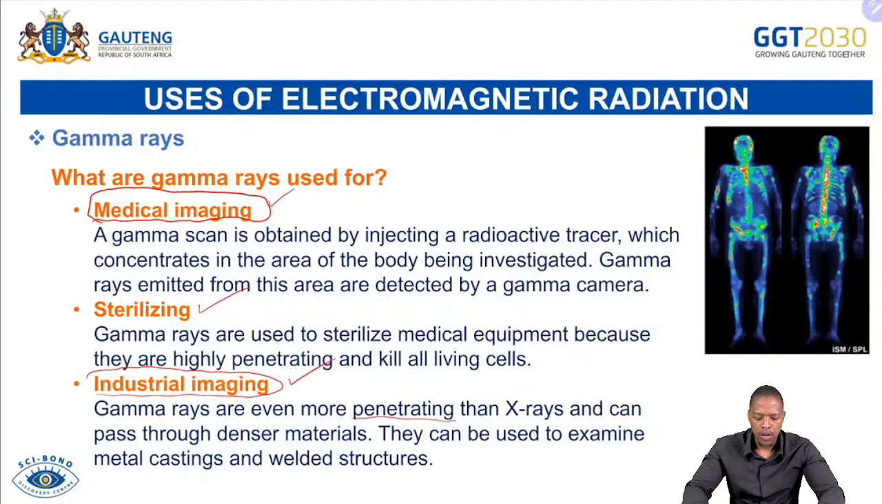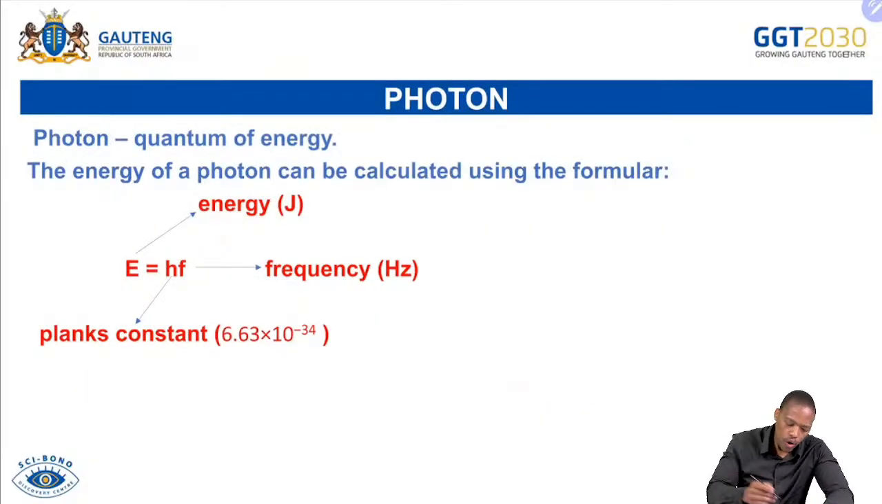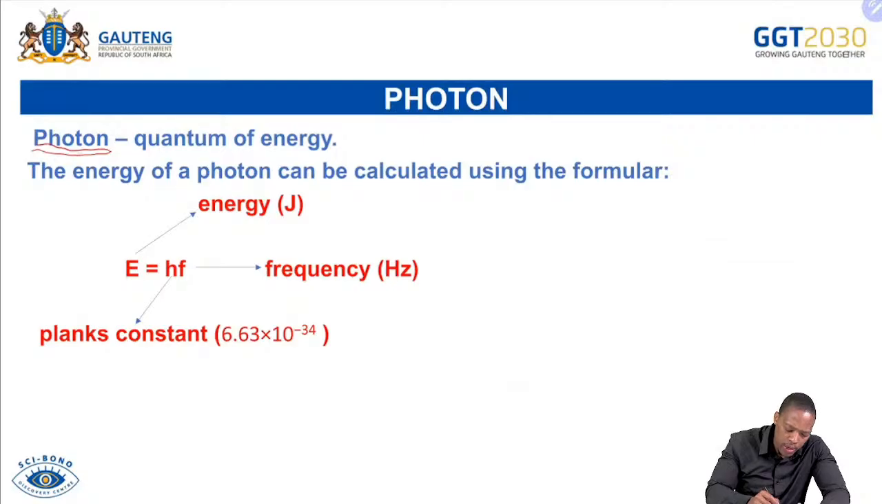All right. Okay, so let's move from electromagnetic waves as a wave and the electromagnetic spectrum that we've spoken about, and the uses of electromagnetic waves. And then let's look at a photon now. Because we said light or electromagnetic waves are dual in nature. They can be a wave, and they can also be a particle. When we look at them as a particle, we look at them as a photon.